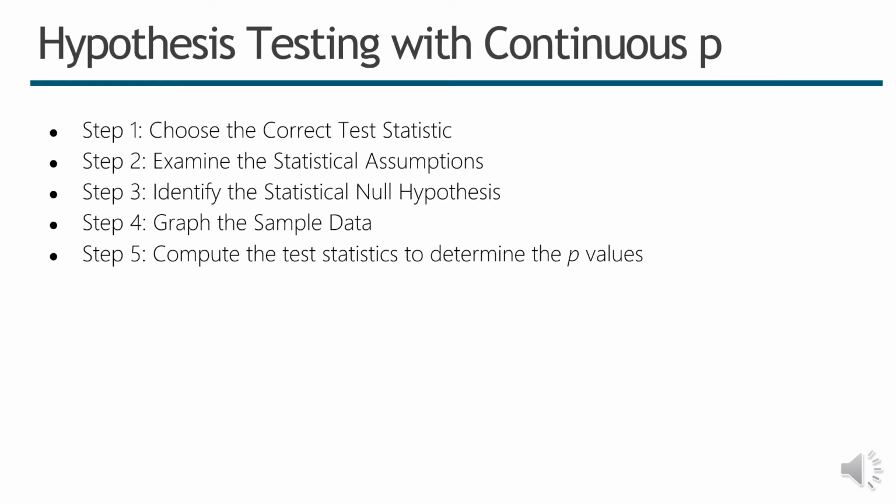In order to conduct our hypothesis test, we're going to follow through with 5 steps. The first is choosing the correct statistic. The second is examining the statistical assumptions. The third is identifying the null hypothesis.